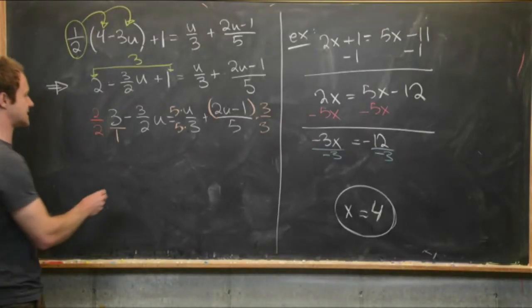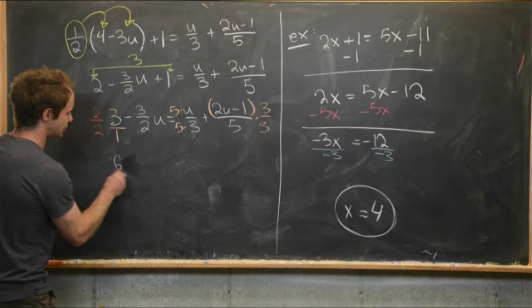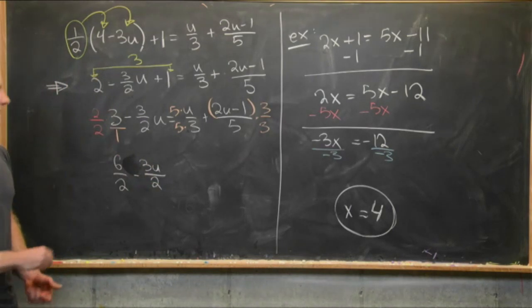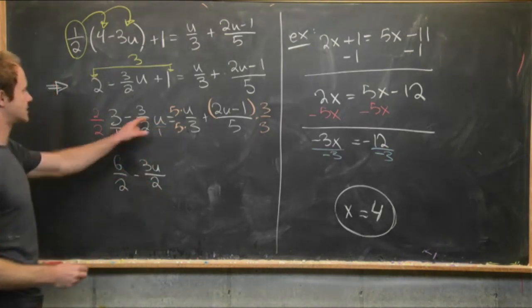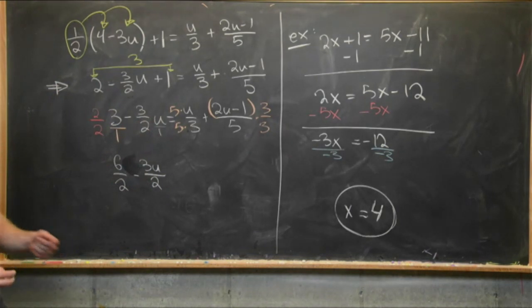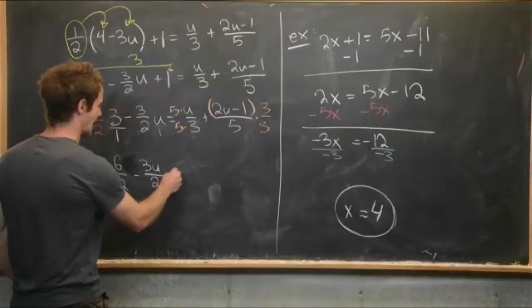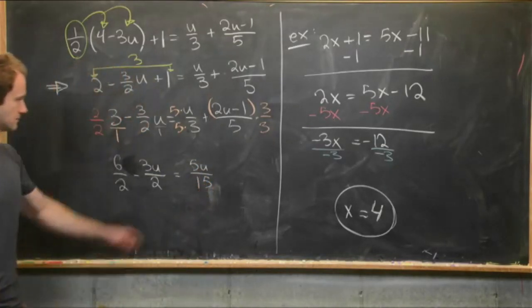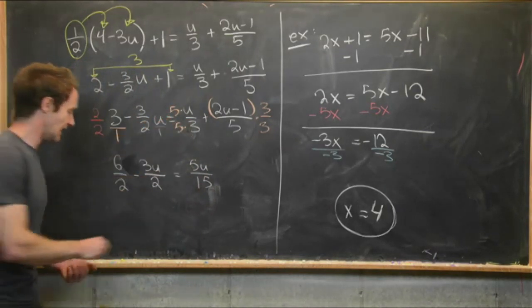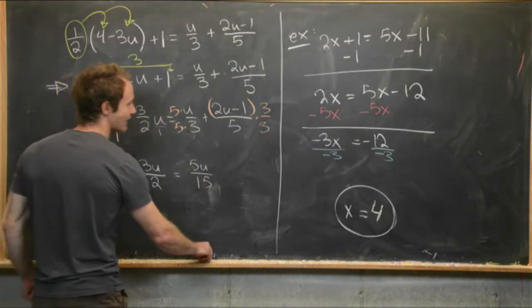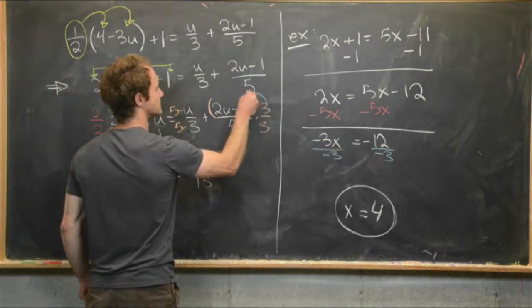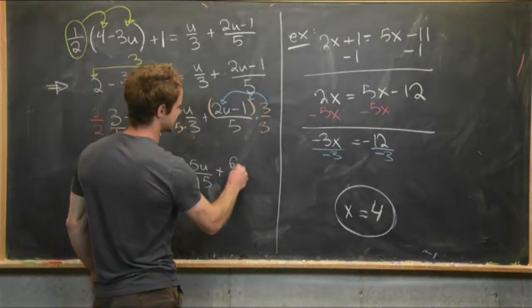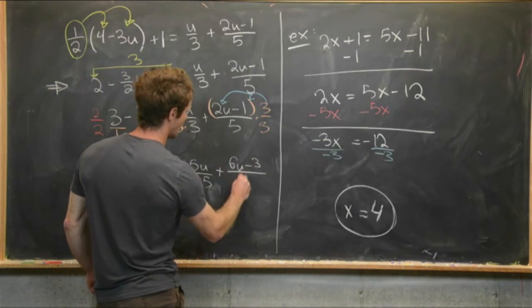So over here on the left-hand side, we're going to have 6 over 2 minus 3u over 2. Here we can think about this as u over 1, so I can write that as 3u over 2. That's sometimes a little bit helpful. And now I have 5u over 15. That's what I get from this term. And then we need to use the fact that we have to distribute this 3 onto both of these to write this as (6u minus 3) over 15.